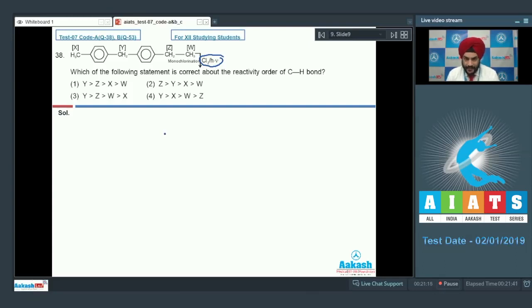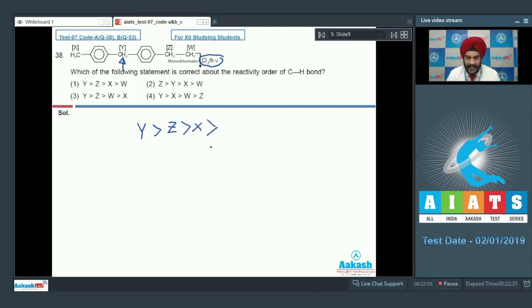If you look at the substrate which is given to us, we can clearly see that the hydrogen which is labeled as Y will be the most reactive, as the radical form will be in conjugation with both the benzene groups. So Y will be more reactive than the others. Now if we compare X and Z, both are benzylic, but the radical formed in Z will have an additional stabilization due to presence of this CH3 group which is present adjacent to it. So Y is more reactive than Z and Z is more reactive than X.